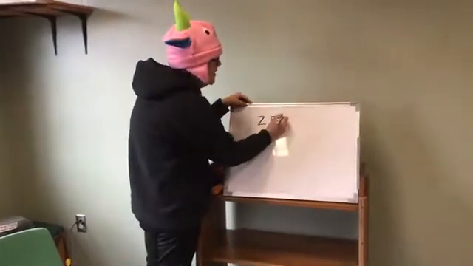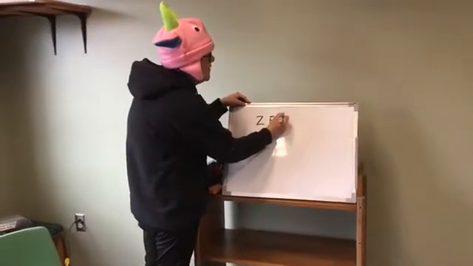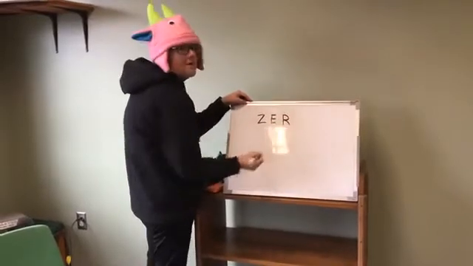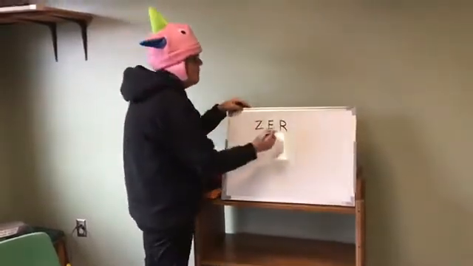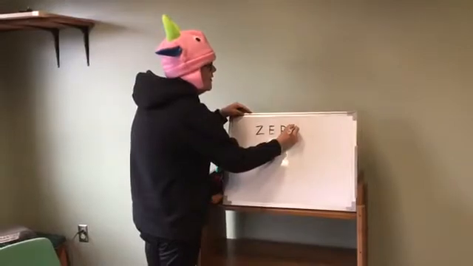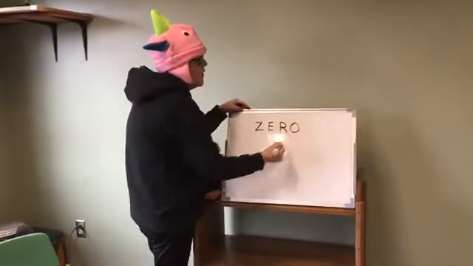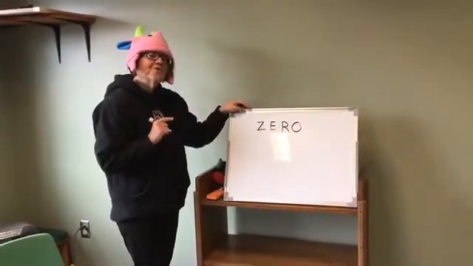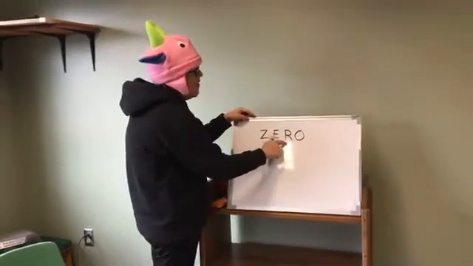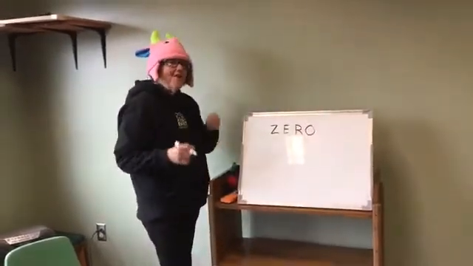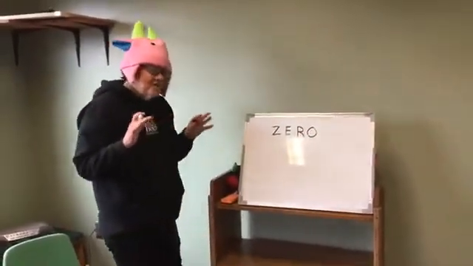Right? E, and tell me what letter this is. R, good job, yep. And then, what letter is this? O, you're right. Z-E-R-O spells 0. Now here, this is where it can get a little tricky.